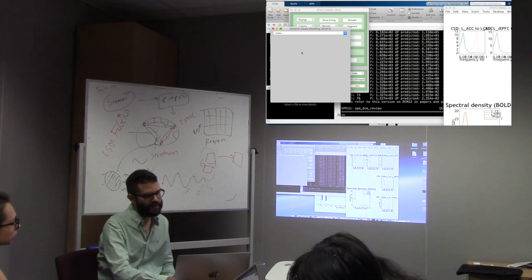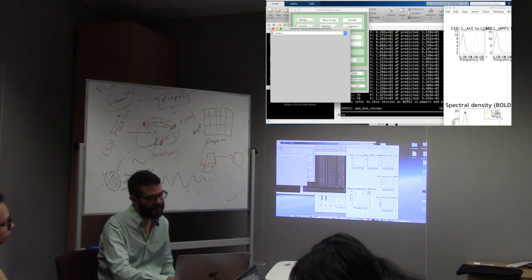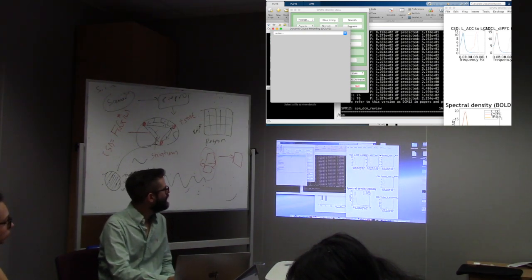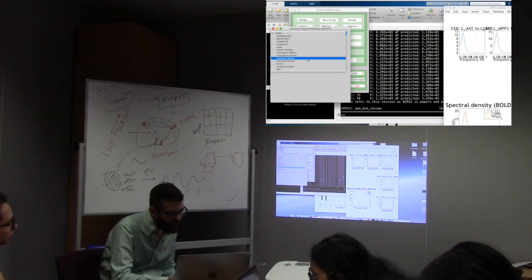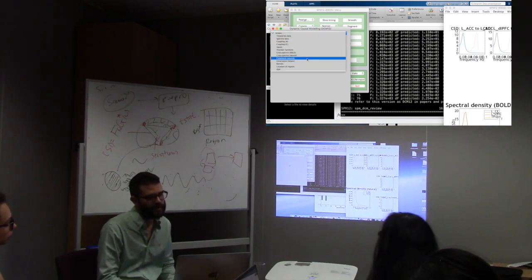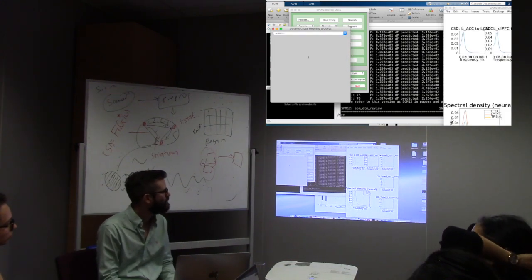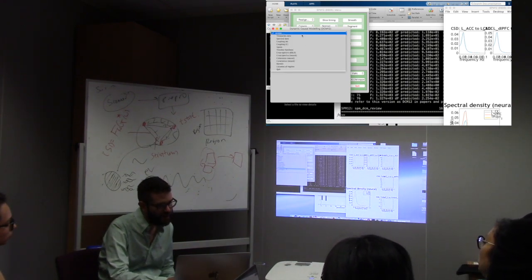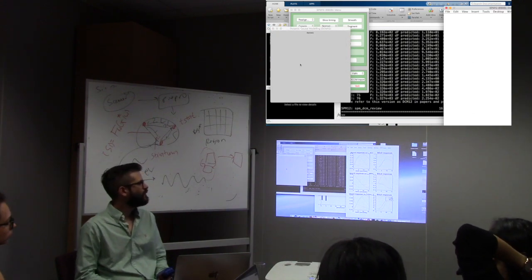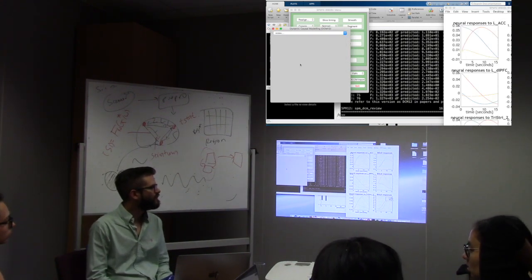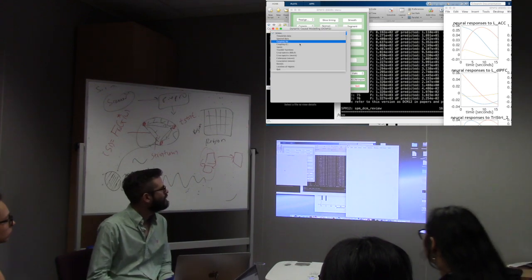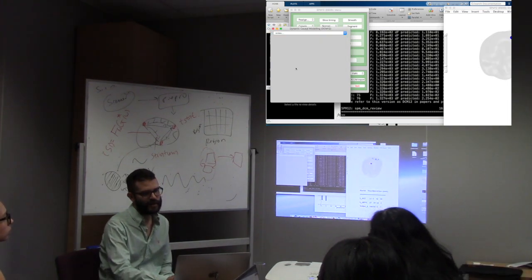So actually it fits quite well in this particular one here. This is the real data and the model. But we don't seem to fit these parts here. We can look at the cross-spectrum neural. These are the neural cross-spectrums from the bilinear model, so before they go into the balloon model and everything like that. And then we can also look at the convolution kernels, so all the transfer functions in convolution space. And then we can also look at where the regions are. It's quite a cool little thing there.